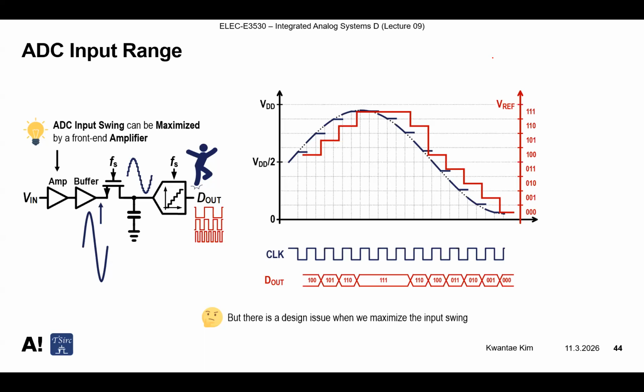What is a design issue you can expect if we maximize input swing like this? Sorry? Stability? Unfortunately, it's not related to stability. Sorry? Overlapping. Overlapping? From where to where? Like breakpoint. From this one to this one to this one? Unfortunately not.